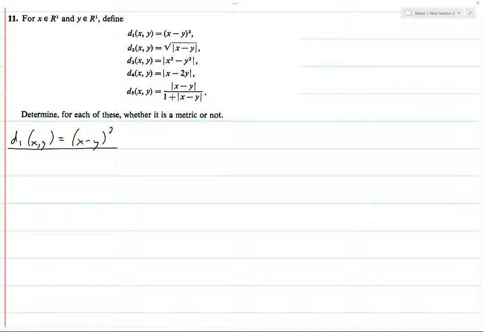If we have the distance between, so how do I want to do this? The distance between -1 and 1 is what? What is this distance? This is going to be -1 minus 1 squared, so that's going to be 4.